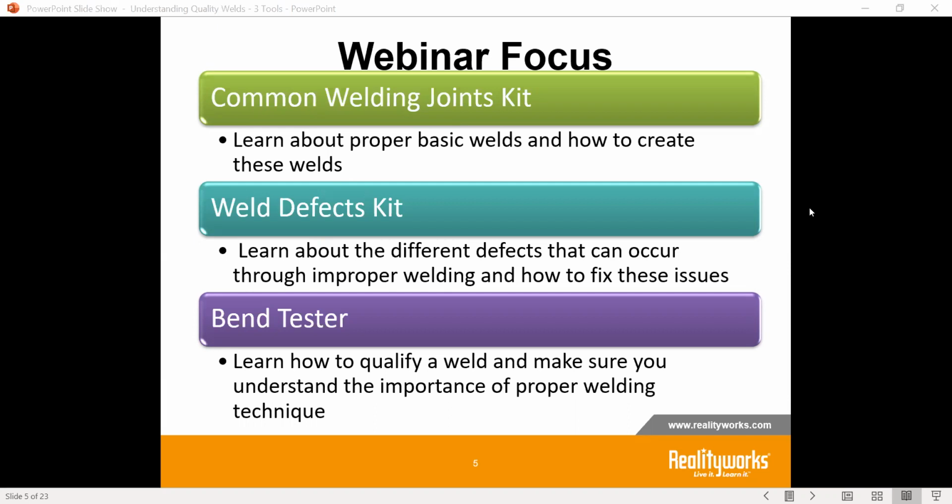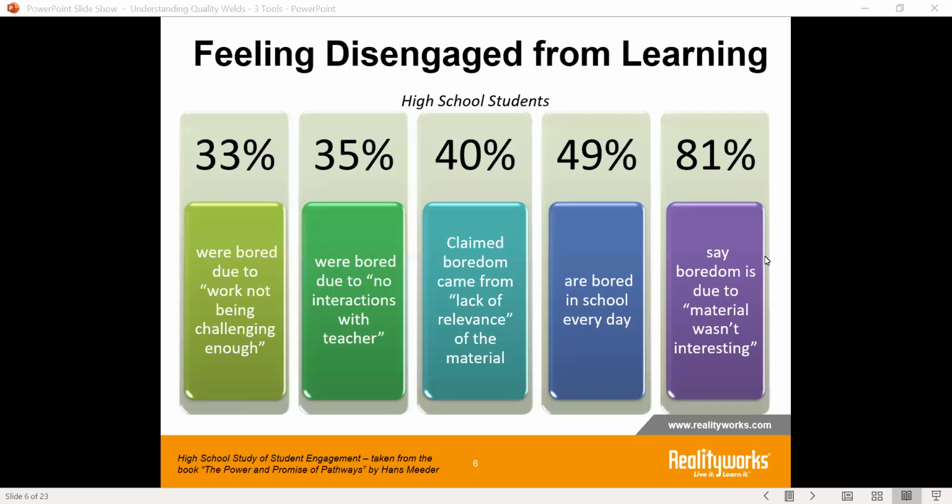And then our Bend Tester, how to qualify or create a quality weld and make sure that you understand the importance of proper welding technique. A lot of this comes from a methodology that we have where we're always trying to engage students.